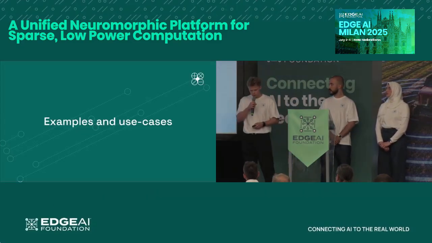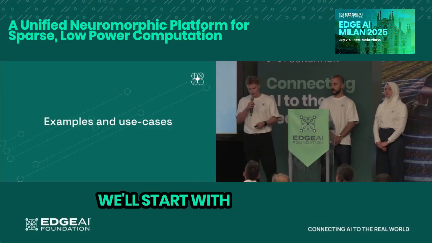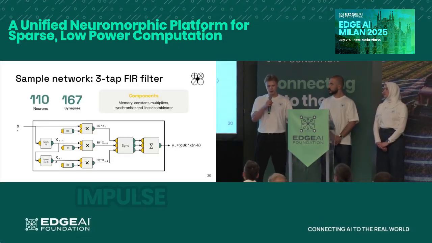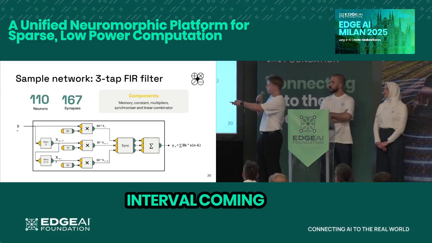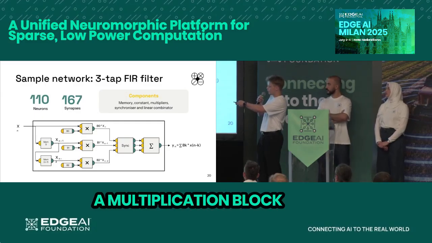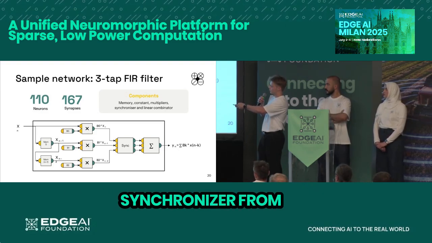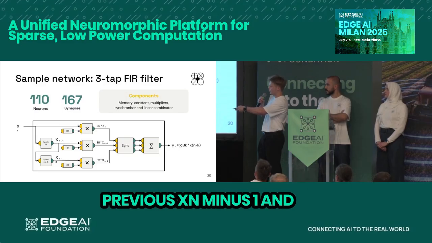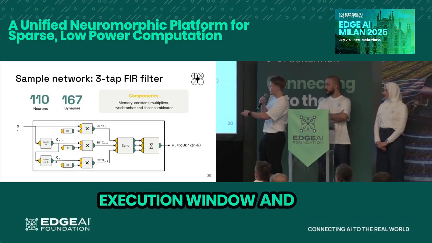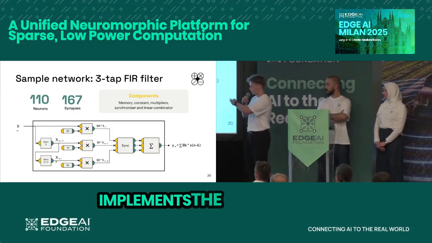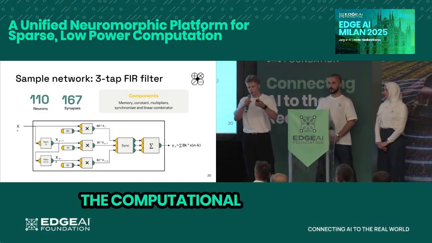Now to get into some more practical use cases, we'll start with a simple one. This is a 3-tap finite impulse response filter. We have the encoded interval coming in here. It goes through a multiplication block, which is one of the primitives that the SDK provides. It's multiplied by a constant, and then passes through a synchronizer with the previous x[n-1] and x[n-2], so that these intervals are all synchronized at the same execution window. It then passes through a linear combination block, which implements the function for the FIR. This is only 110 neurons, so we can implement this. It just shows how the computational graph looks.